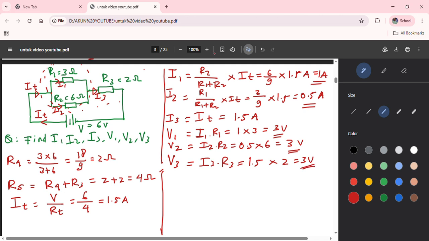So it's proved here. This is the way to find the voltage and current using the so-called voltage divider and also current divider.